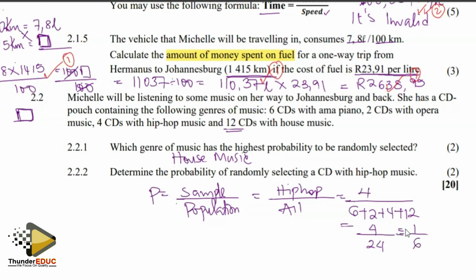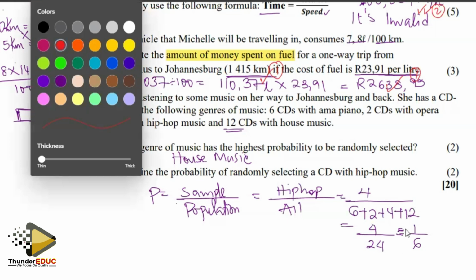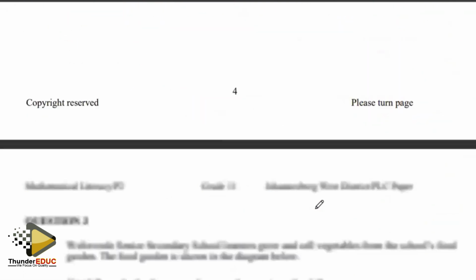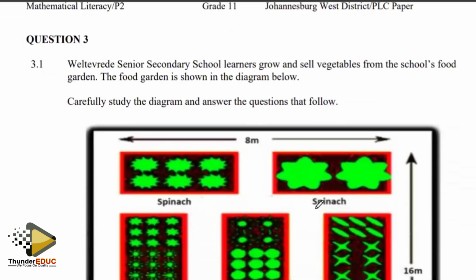1 out of 6. How do you get the 2 marks? We are marking the numerator and the denominator. That's how we are marking. You have the right numerator, you have the right denominator. That marks the end of question number 2. Let's look at question number 3.